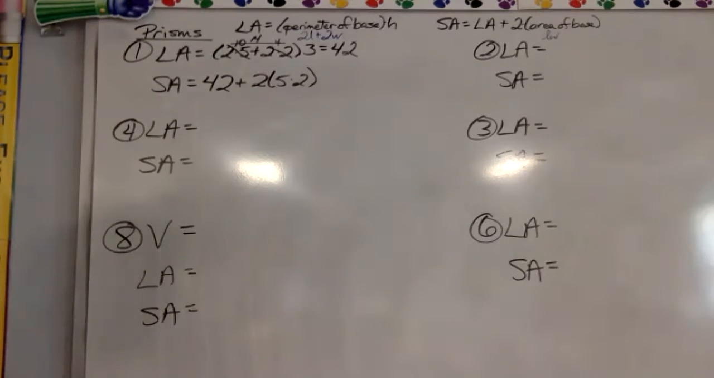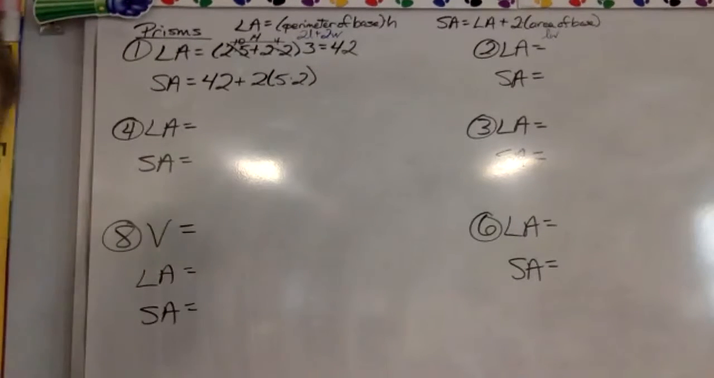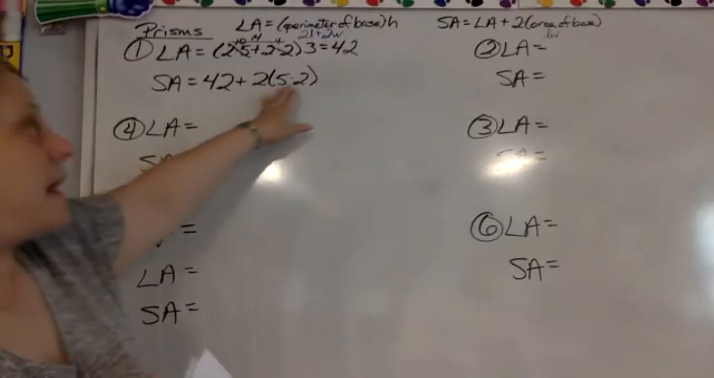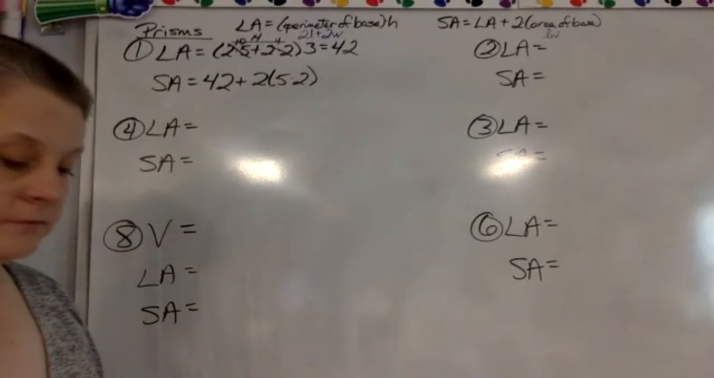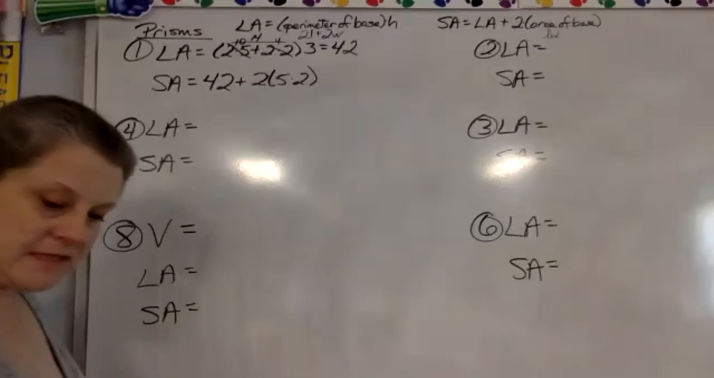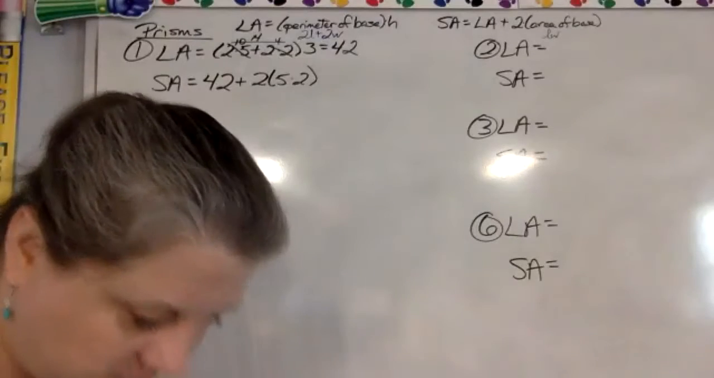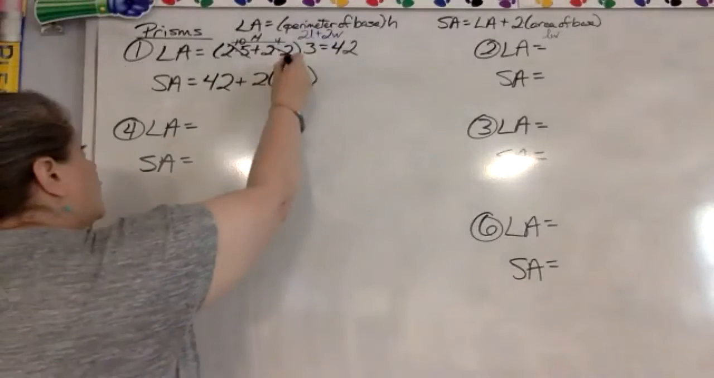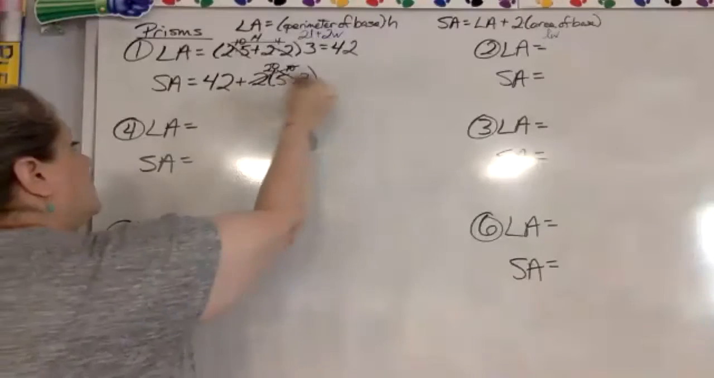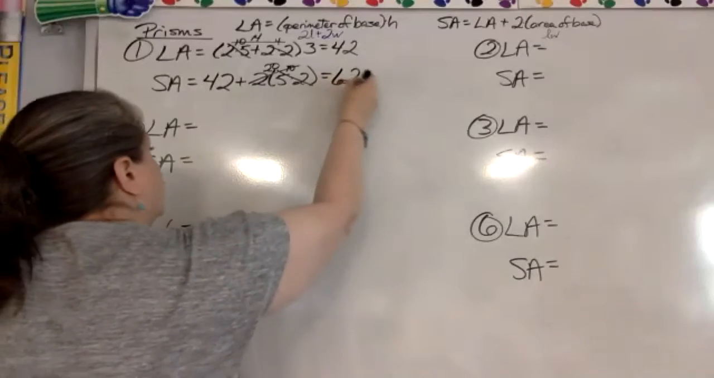Okay? I have 2 times 5 times 2. So 5 times 2 is? 10. 2 times 10 is? 20. 42 plus 20 is 62.